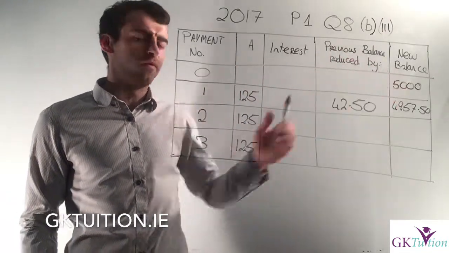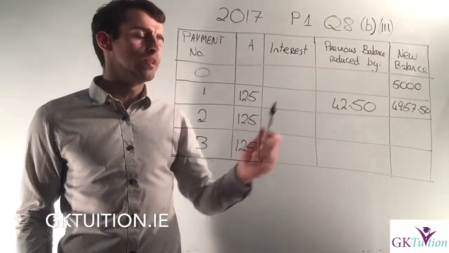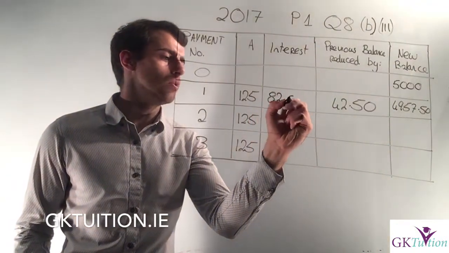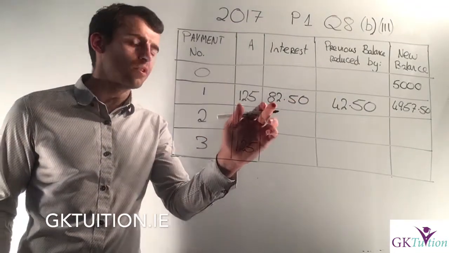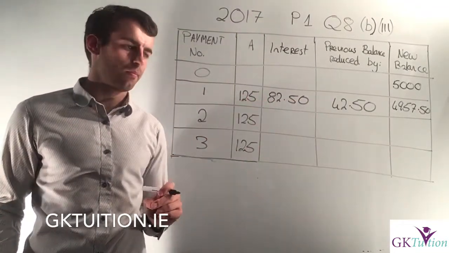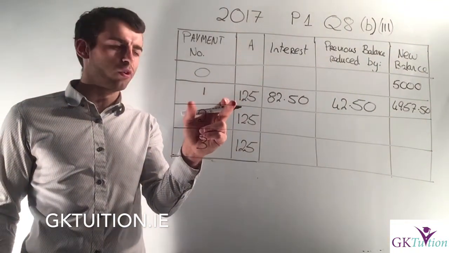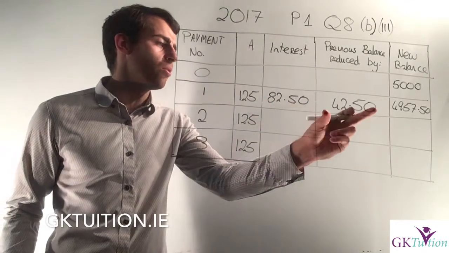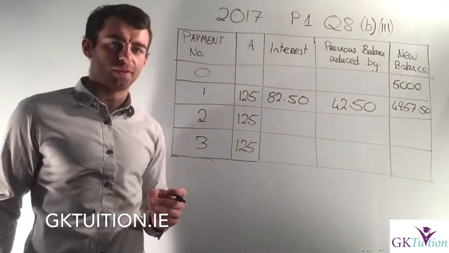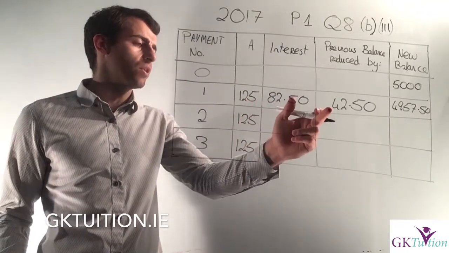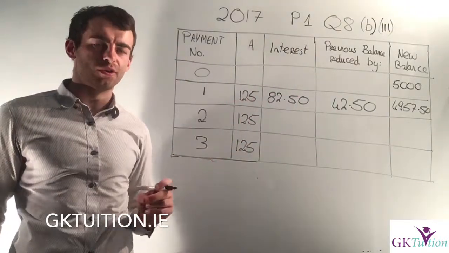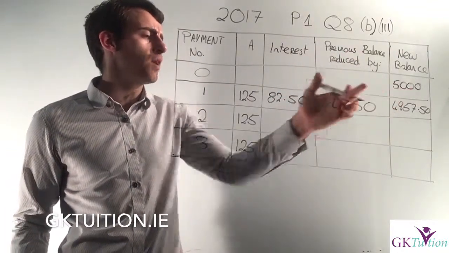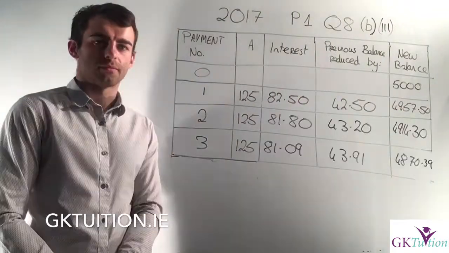So in the first month, he owed €5,000. If you get 1.65% of €5,000, that is equivalent to €82.50. So that's the amount of interest that he has to pay in the first month. If the value of his repayment is €125, but he has to pay this much interest, well then that means he only actually reduces the balance by €42.50. So €82.50 and €42.50 adds up to 125. So the balance only reduces by €42.50, which means 5,000 minus 42.50 gives me this value.